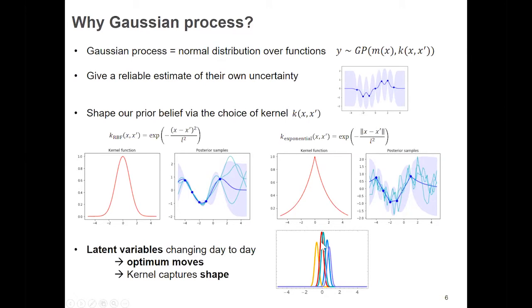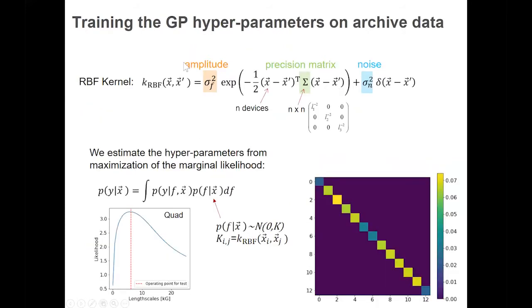And the last reason that we like Gaussian processes is that even if the optimum jitters day to day, we don't care about the mean. We care about the fact that the kernel captures the shape. So as long as the shape remains more or less the same, even if the mean changes from day to day, then the GP is still a good fit. So we have this kernel. Here is the form of the radial basis function kernel that we used. It has its hyperparameters: amplitude, precision matrix, and noise. So now we need to determine those hyperparameters.